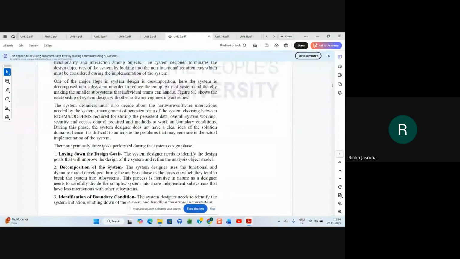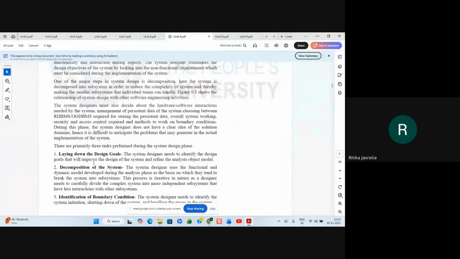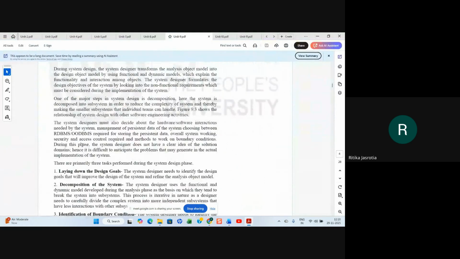There are primarily three tasks performed during the system design phase: laying down the design goal, decomposition of the system, and identification of boundary conditions. So this explains the primary task performed during the design phase and what system design is. This is what you have to give as the definition.